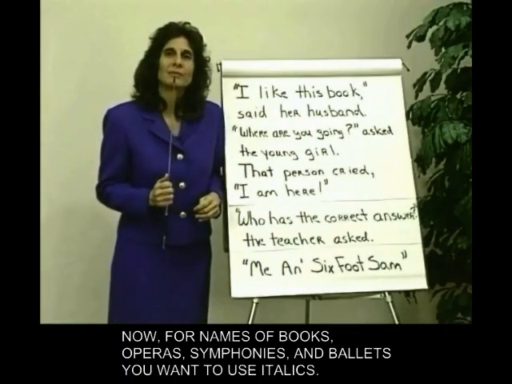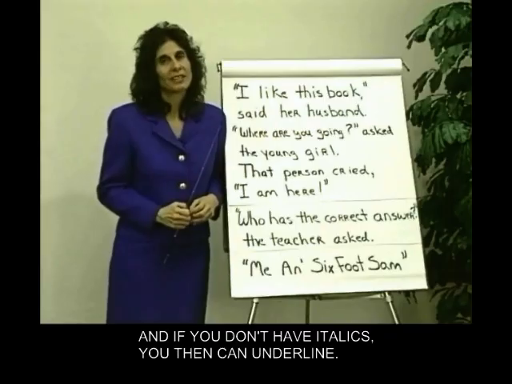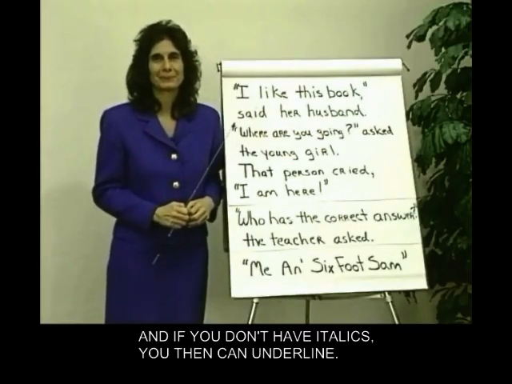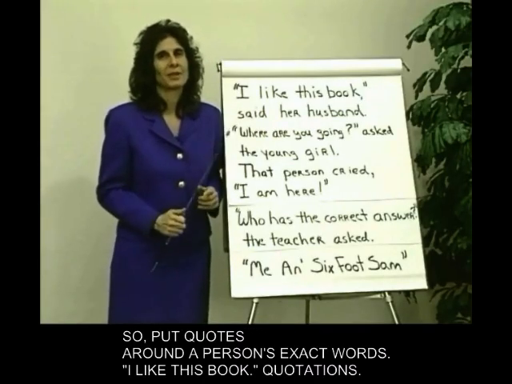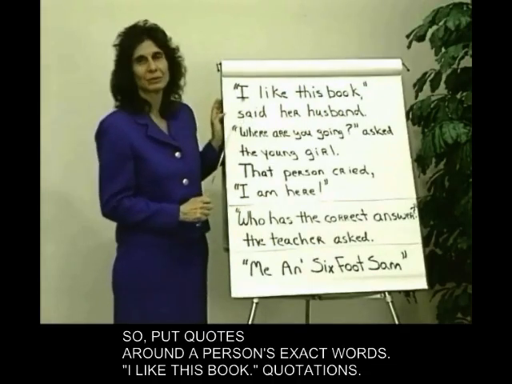Now, for names of books, operas, symphonies, and ballets, you want to use italics. And if you don't have italics, then you can underline. So, put quotes around a person's exact words. I like this book, Quotations.